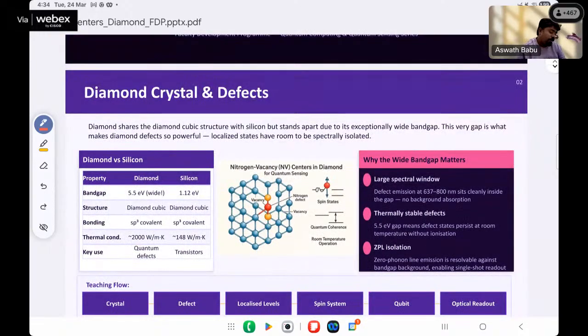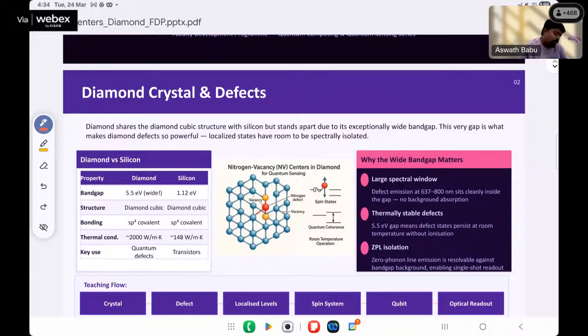If you compare diamond versus silicon in band gap and structure, both are cubic. The energy band gap between the valence and conduction band is about 1.12 electron volt for silicon and 5.5 electron volt, very wide, for diamond. Both are sp3 hybridized, meaning they form a covalent structure with one s and three p orbitals. They have thermal conductivity for sure; when you heat them, they conduct. Silicon was known for use in transistors, and diamond is used nowadays for creating quantum defects, from which you can realize qubits.